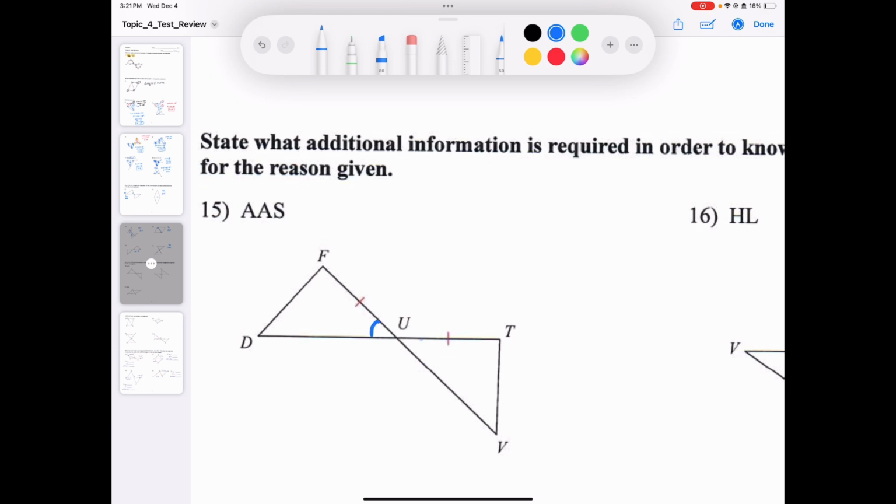I need to mark these vertical angles because those vertical angles are congruent. Now I want it to be angle, angle, side, so it can't be the included angle. So I'm going to mark angle D, and I'm going to mark angle V, and then we're good to go by angle, angle, side.